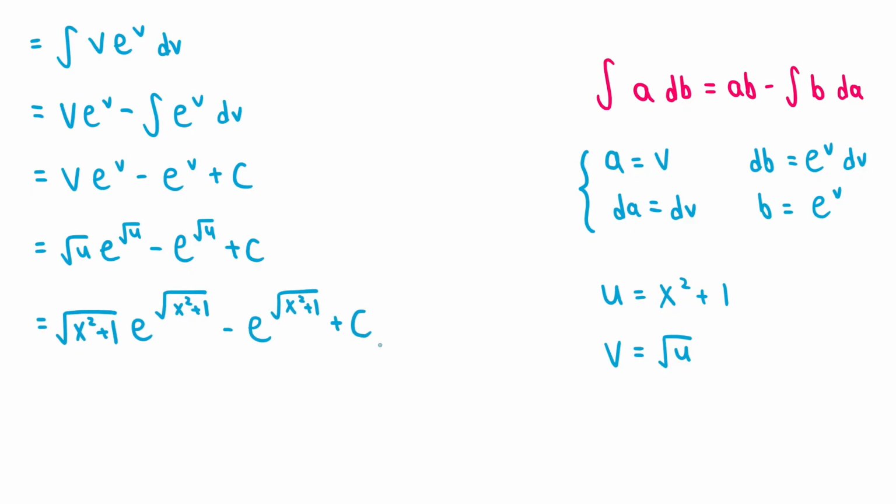So the integral of x e to the power of the square root of x squared plus 1 is the square root of x squared plus 1 times e to the power of the square root of x squared plus 1 minus e to the power of the square root of x squared plus 1 plus c.